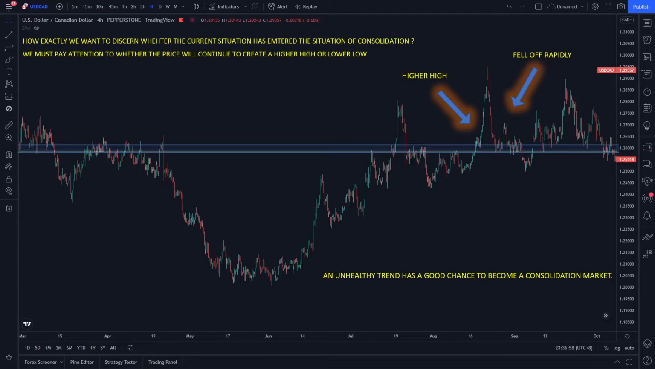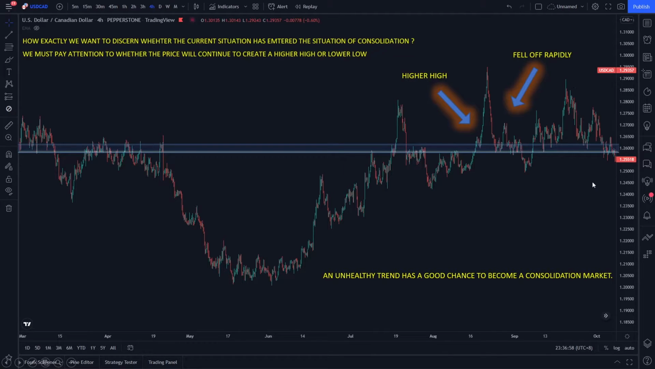At this point we will be a little confused because we don't know if the market is in an uptrend or downtrend. When we have this idea, then the market has a relatively high probability to become a consolidation market, because the consolidation market is always going up and down in a specific area.